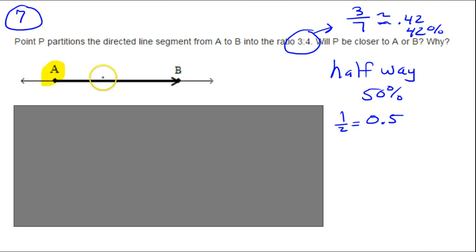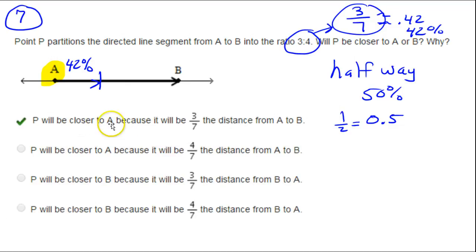So again, that tells you that if we're going less than halfway, then we're going to be closer to A. Okay, 42% of the way. Okay, 3/7 of the way. So P will be closer to A because it will be 3/7 of the distance from A to B. That's what we're looking for.